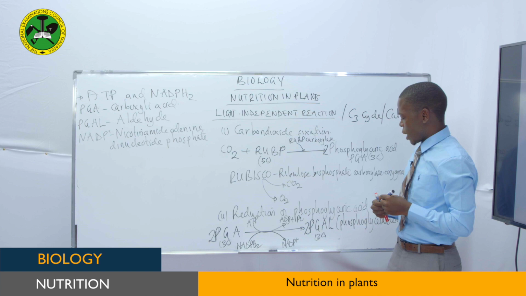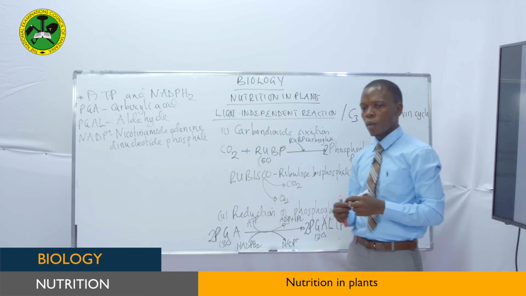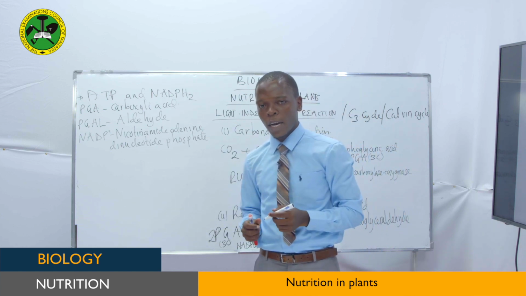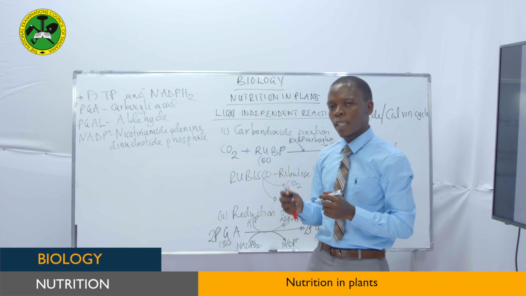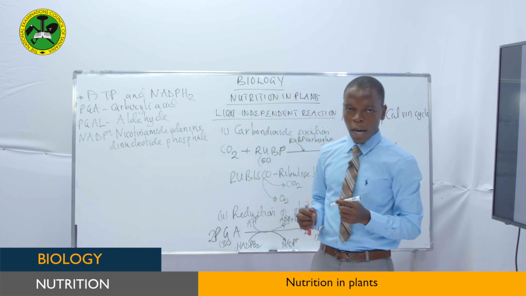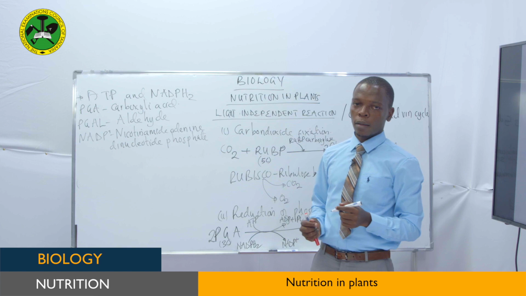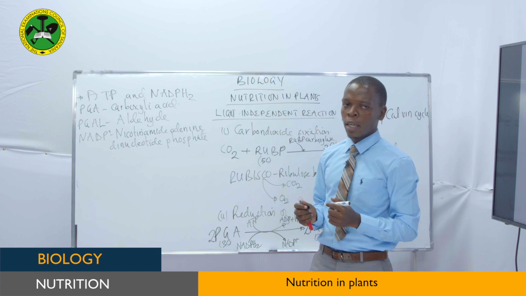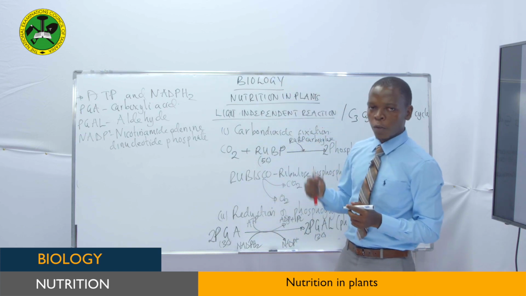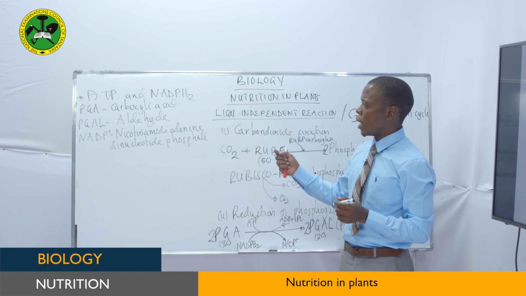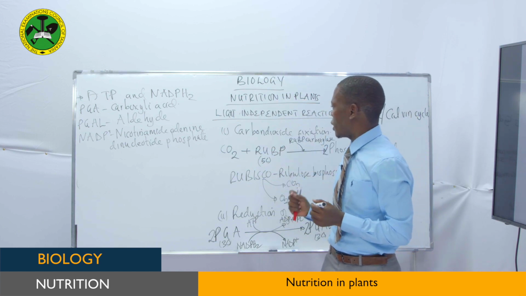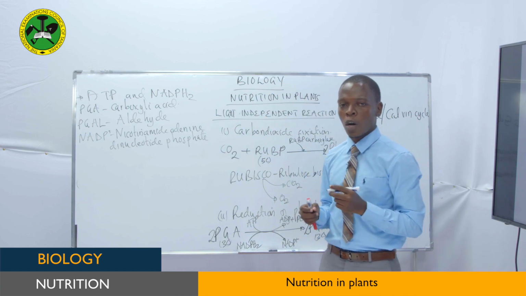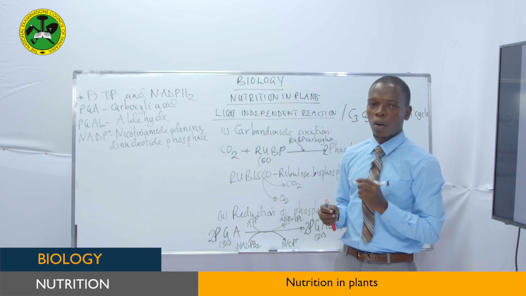molecules of phosphoglyceraldehyde. Okay. Therefore, the formation of phosphoglyceraldehyde marks the end of the secondary stage of light-independent reaction. After formation of this phosphoglyceraldehyde, it is sorted into the last stage of light-independent reaction. We call it regeneration of carbon dioxide acceptor, known as RUBIP.